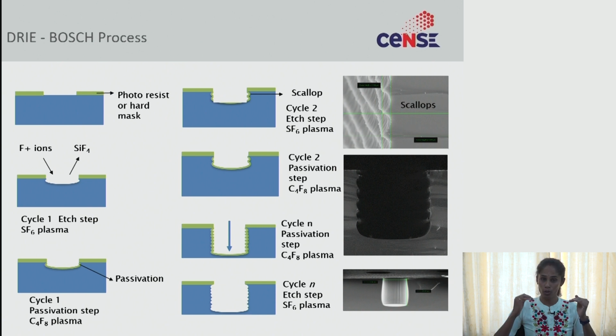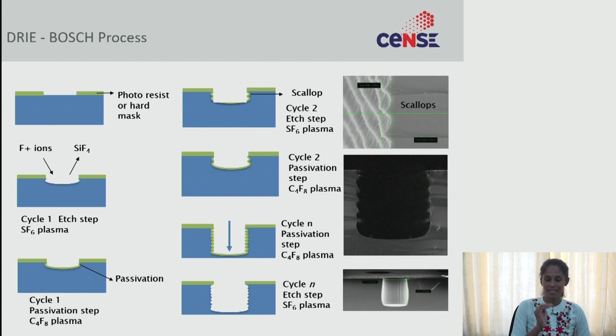But if you go deeper, you might lose the passivation on the walls. To avoid that, we quickly switch again to a passivation layer, C4F8. Like this, by switching between the etch process and the deposition process, you keep protecting the side wall and you can go deeper. The final step will be the etch step with SF6, so that all of the polymer coated on your side walls and bottom will be removed.